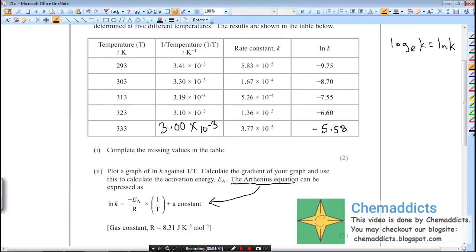Well, there is another reason for finding ln k. The value for the rate constant is really small, not slow. The reaction might be fast or slow, but the value of this rate constant is really small.